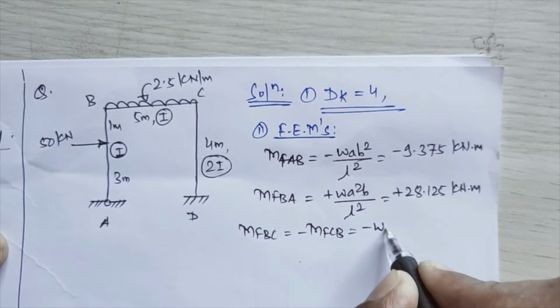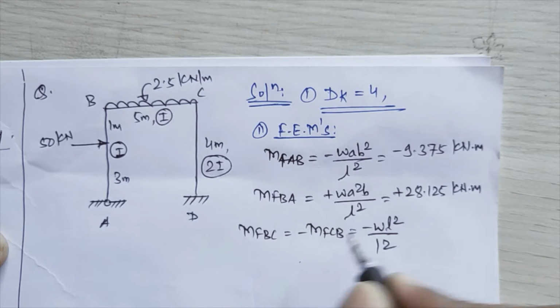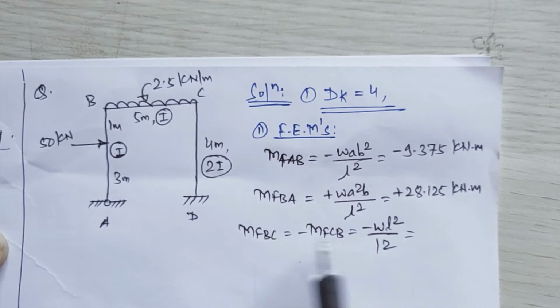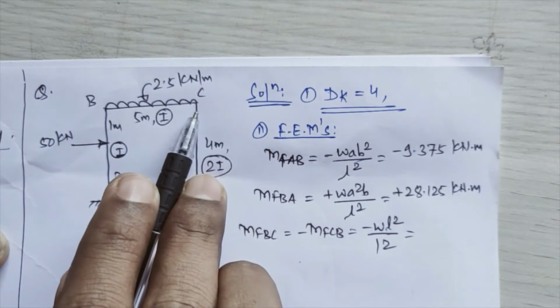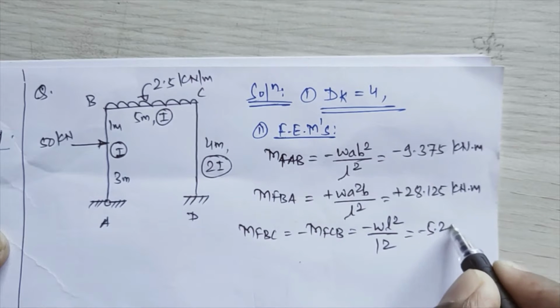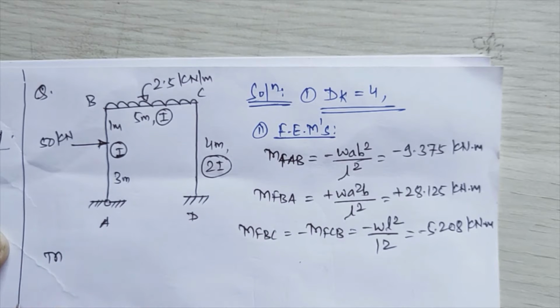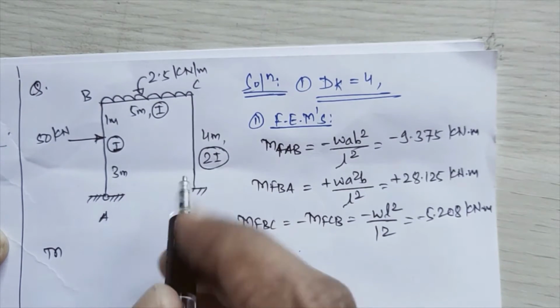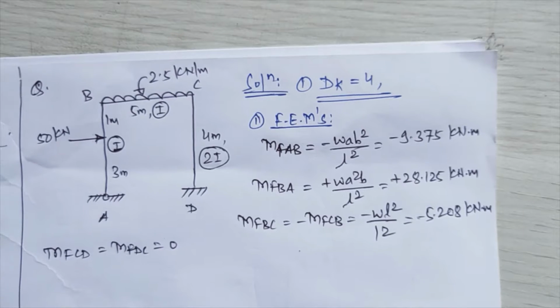After that, MFBC is equal to minus of MFCB. So that will be minus W L square divided by 12. I have combined these because the signs of BC and CB will be opposite to each other. If this comes negative, this will come positive. So W is 2.5, length of BC is 5, squared, divided by 12. That comes to minus 5.208. And in the last member, CD, there is no loading given, so MFCD and MFDC will be completely equal to 0.